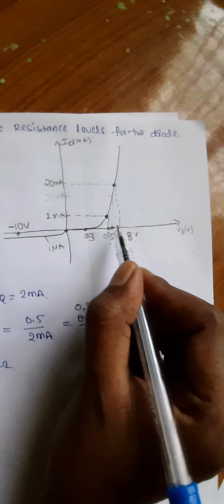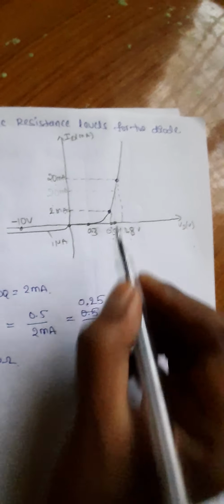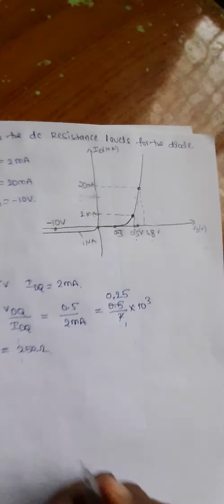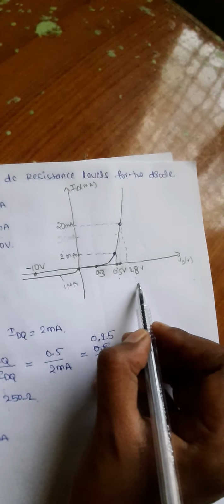At this 0.5 volts we have 2 milliamps, so the resistance at this point is 250 ohms. Okay, now let us consider the second: ID equals 20 milliamps. For 20 milliamps we have 0.8 volts.